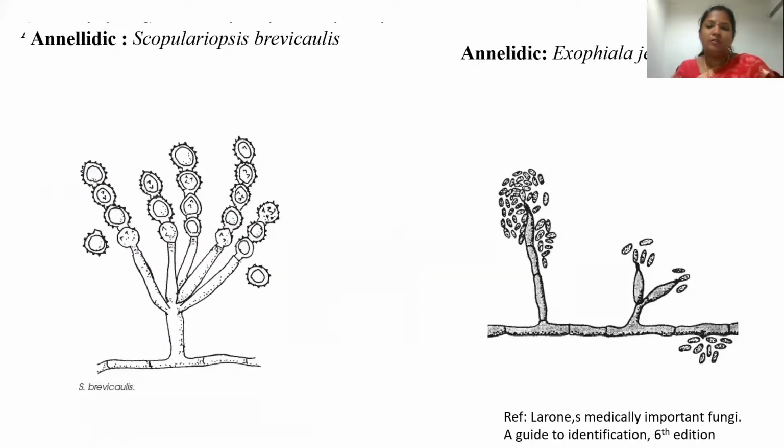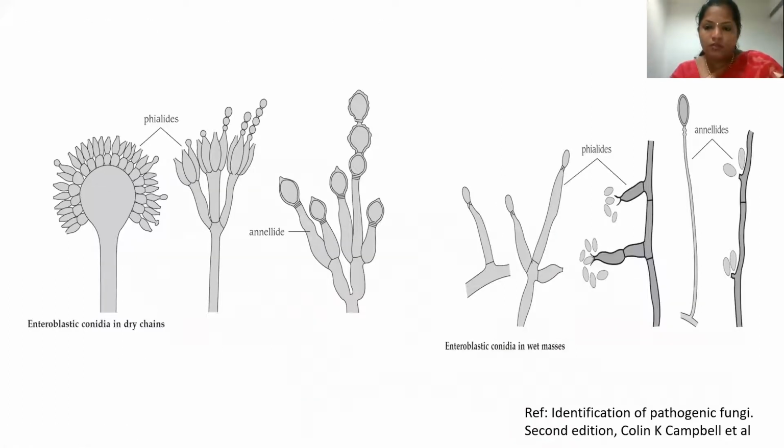So annellidic form can be seen in Scopulariopsis brevicaulis. Here annellated rings will be there, and here also in Exophiala we can see the annulation. So these are the annellides which will produce the conidia. These are enteroblastic conidia in dry chains and in wet masses. In dry chains, the example is Aspergillus. We can see the phialides and these are the annellides. In wet masses, these are the phialides and these are annellides.